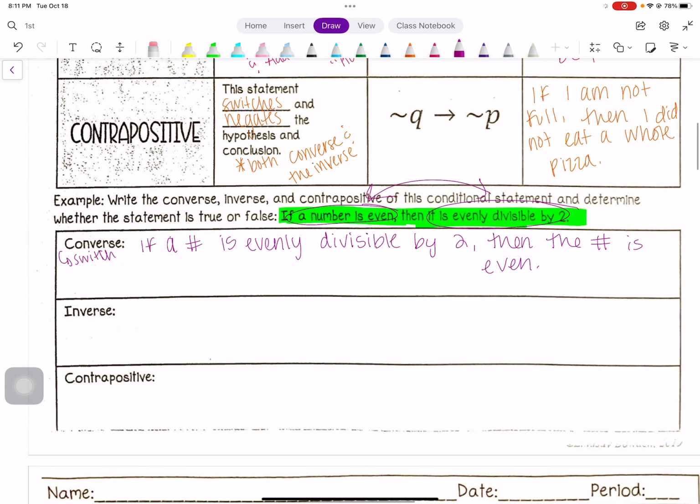Inverse is you take this part, the beginning, this one up here, and add not. So we're going to add not or no, just depending. So if a number is not even, then it is not evenly divisible by 2.